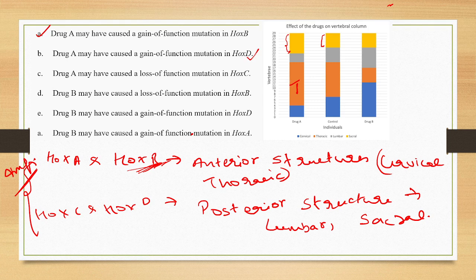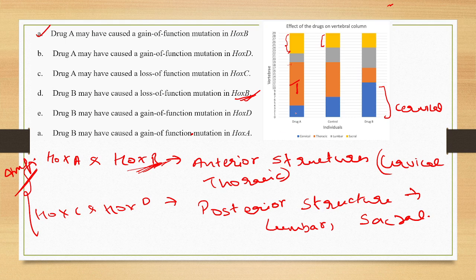Then, drug B may have caused a gain of function mutation in HOX-B. See, drug B, HOX-B. HOX-B is responsible for anterior structure formation. This is the cervical region. With respect to control, the cervical region is more. So there can be a gain of function mutation in HOX-B, and therefore this particular region has increased. So this can be the case.